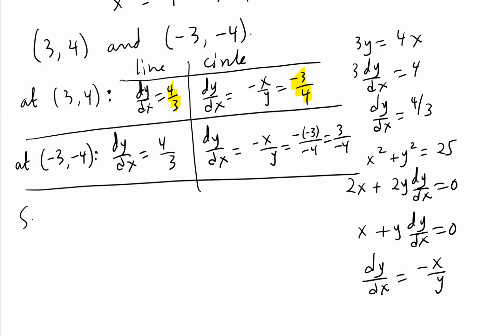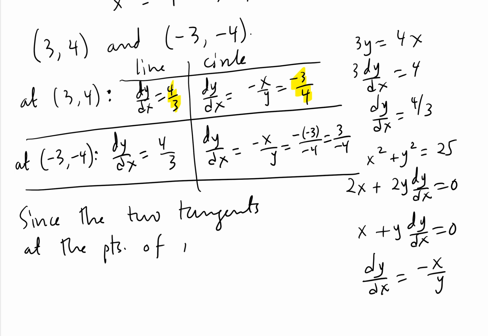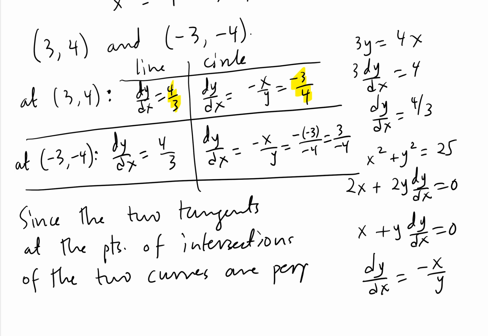So since the two tangents at the points of intersection of the two curves are perpendicular, then the two curves are orthogonal.